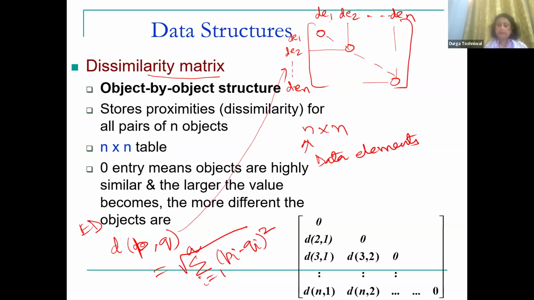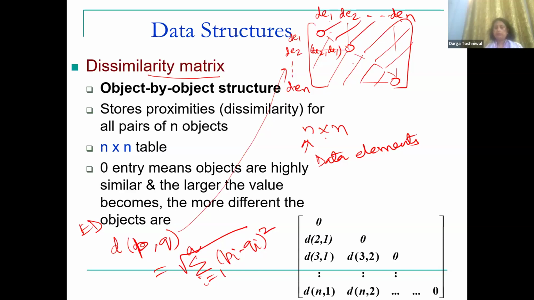For example, this will represent the distance between data element 2 and data element 1. Similarly, other cells you can populate. I'm not writing it all because it will become cluttered. And any one half of the diagonal is going to be symmetric to the other half. So you can think of populating either this or this, and that will be sufficient. Okay.